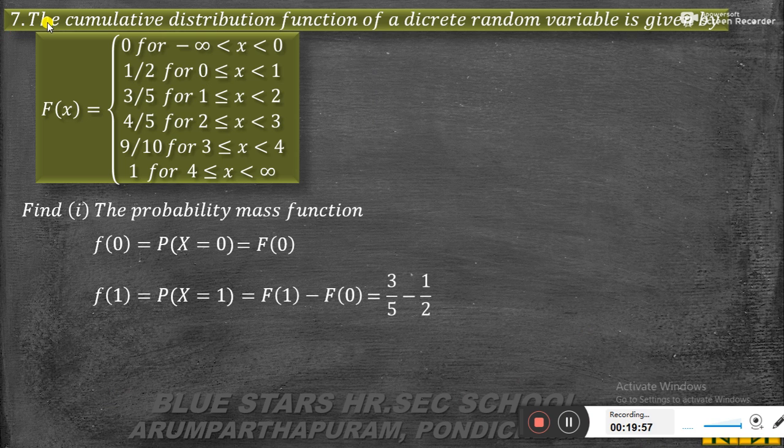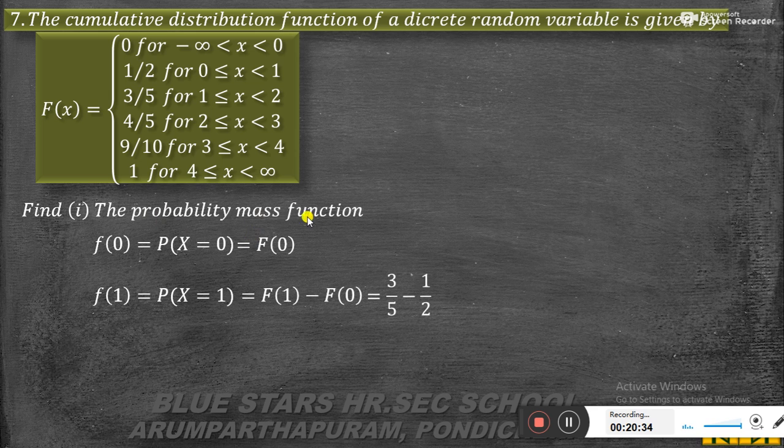So you see here, 7th problem. The cumulative distribution function of a discrete random variable is given by 0 for minus infinity less than x less than 0, 1 by 2 for 0 less than or equal to x less than 1, 3 by 5 for 1 less than or equal to x less than 2, 4 by 5 for 2 less than or equal to x less than 3, 9 by 10 for 3 less than or equal to x less than 4, 1 for 4 less than or equal to x less than infinity. Subdivision 1, find the probability mass function. Subdivision 2, probability of x less than 3. Subdivision 3, probability of x greater than or equal to 2.